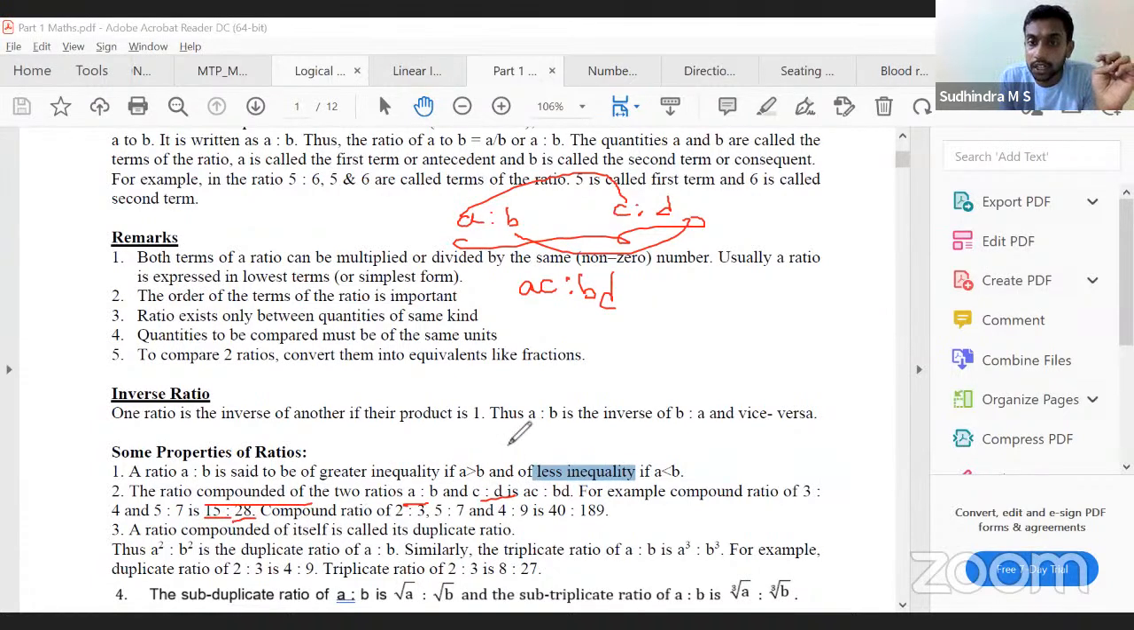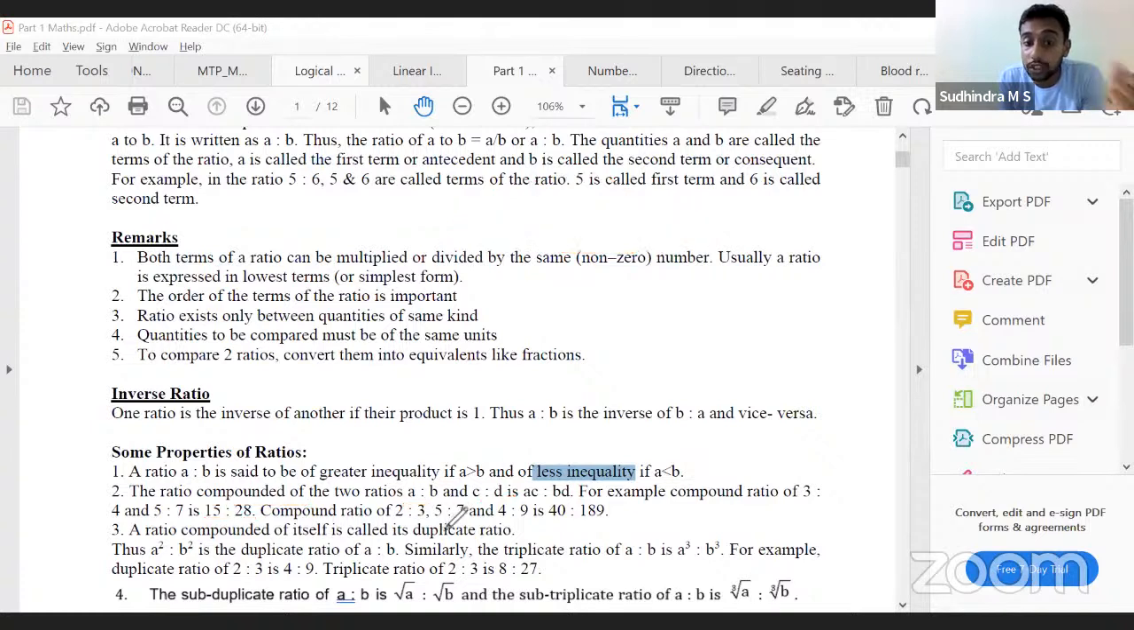What is the compounded ratio of 2:3, 5:7 and 4:9? If we have three ratios, can we calculate the compound ratio? Yes, we can still calculate the compound ratio. How? By multiplying the respective antecedents and multiplying the respective consequents. So 2 into 5 into 4. 2 5s are 10. 10 4s are 40. 3 7s are 21. 21 into 9, 189.